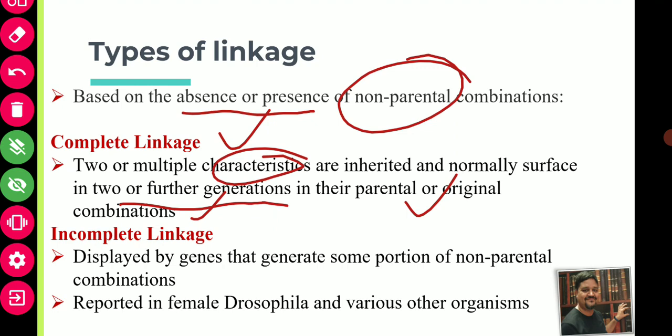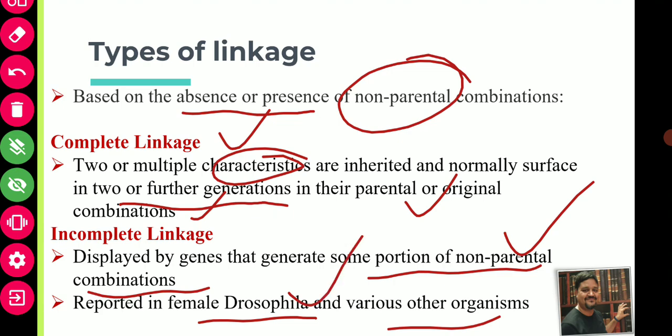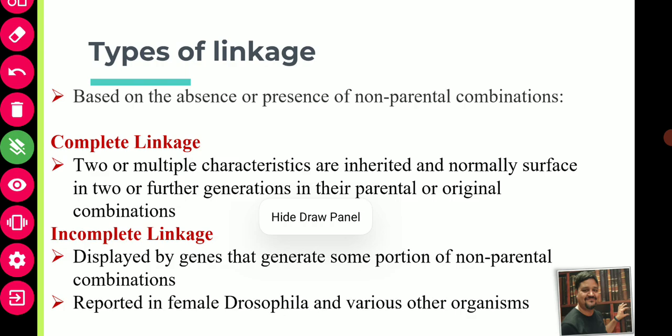Then the second is incomplete linkage. Incomplete linkage will be displayed by genes that generate some portion of non-parental combination. That means in this case, new combinations will be found. It is reported in the female Drosophila and various other organisms. In the last slide, we have seen the example in Drosophila, the example of incomplete linkage.